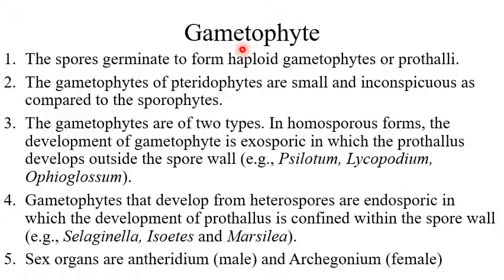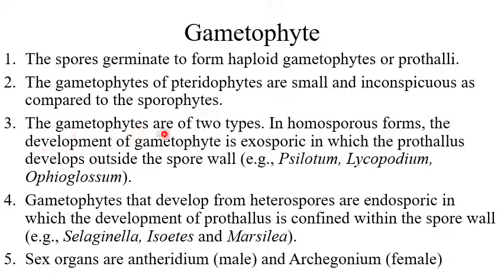So this development is in cyclic manner. So let's learn about that. The spores germinate to form haploid gametophytes, that is called a prothallus. Prothalli, that is plural. We can see the picture of this in the next slide, but before that we'll learn a few of the characteristics of gametophyte. The gametophytes of pteridophytes are small and inconspicuous. Inconspicuous again means small as compared to sporophyte. Sporophyte is actually a big plant and gametophyte is a small part of that.